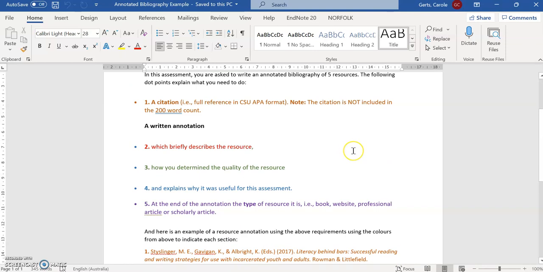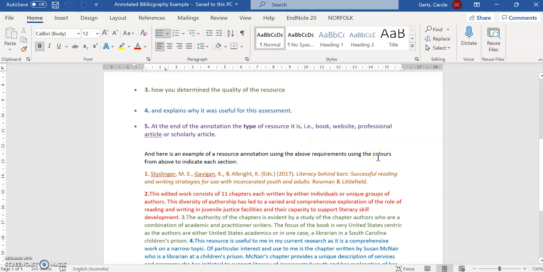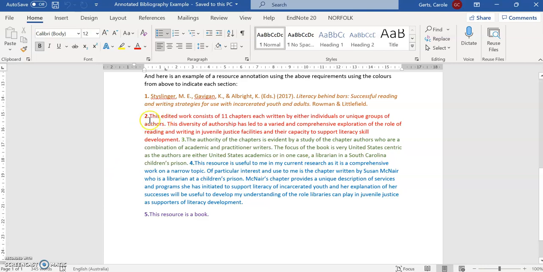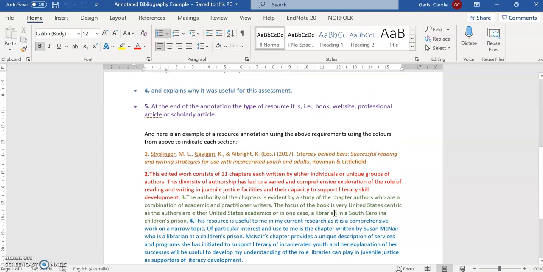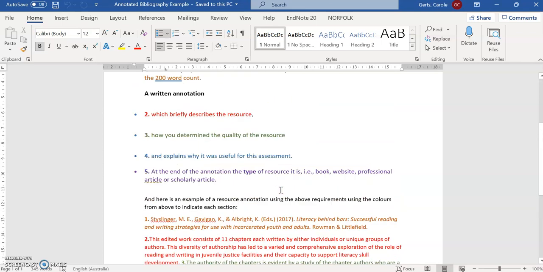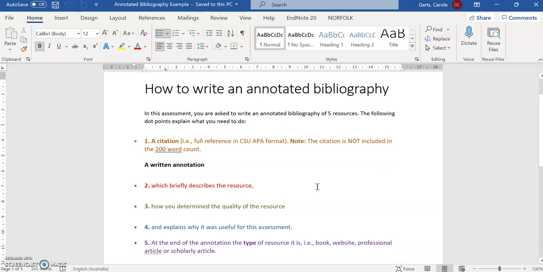Just to reiterate what I said in class, you don't have to use these numbers and you don't have to use the colors. They are basically there to help you to identify the different parts of the annotation. So please look at that resource, but you don't need to put the numbers or the colors in. They're really just there to help you to break this annotation up into its components.